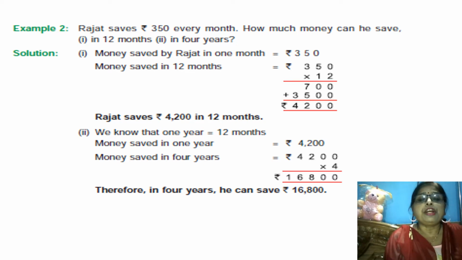Next question: in 4 years. As we know, 1 year equals 12 months. So in 1 year, Rajat saves rupees 4200. So the money saved in 4 years is 4200 multiplied by 4, and your final answer is 16,800. So you can say that in 4 years Rajat saves rupees 16,800.